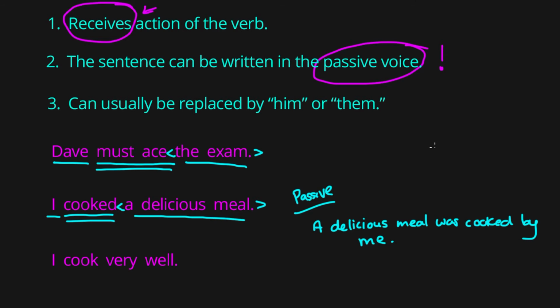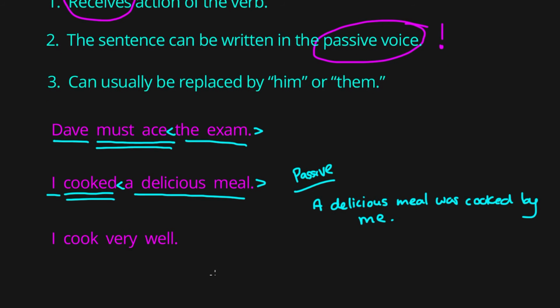I cook very well. Okay, so cook here is our verb. Who cooks? I, not Dave, as we've already clearly established. And what do I cook? Well, it's very well receiving the action of the verb here. I cook very well. Maybe not. So let's try to write it in the passive voice and see if that works.